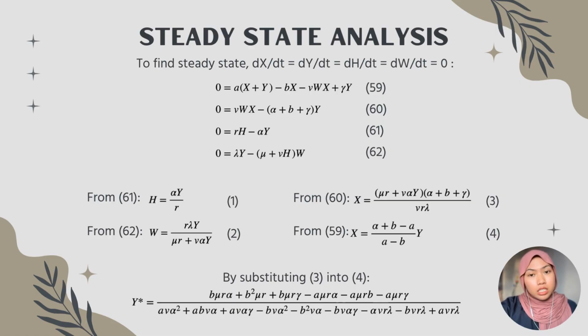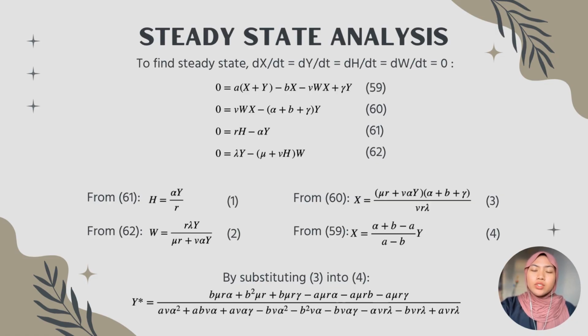From equation 61, we obtain H and denote it as equation 1. Then from equation 62, we obtain W and denote it as equation 2. From equation 60, we obtain X and denote it as equation 3. Finally, from equation 59, after rearranging and simplifying, we obtain another expression for X and denote it as equation 4.